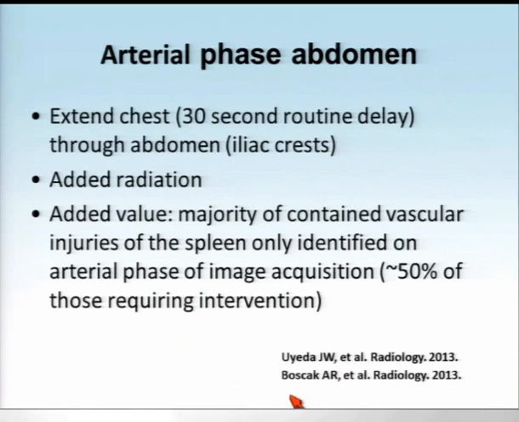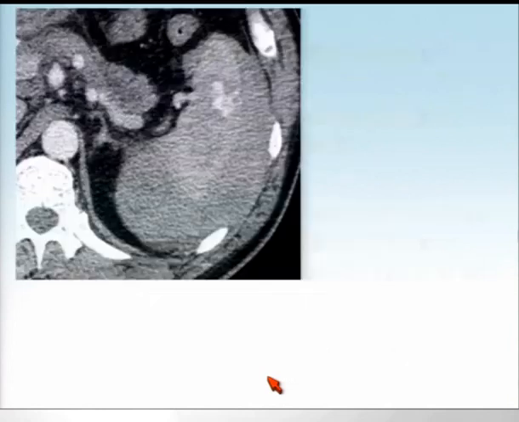Two recent publications, the top one is from our group, demonstrating that the majority of contained vascular injuries are only identified on the arterial phase of image acquisition. And from our series, 50% of those contained vascular injuries that required intervention were only identified on that early phase of image acquisition. So some good reasons to do that. Let me show you some examples.